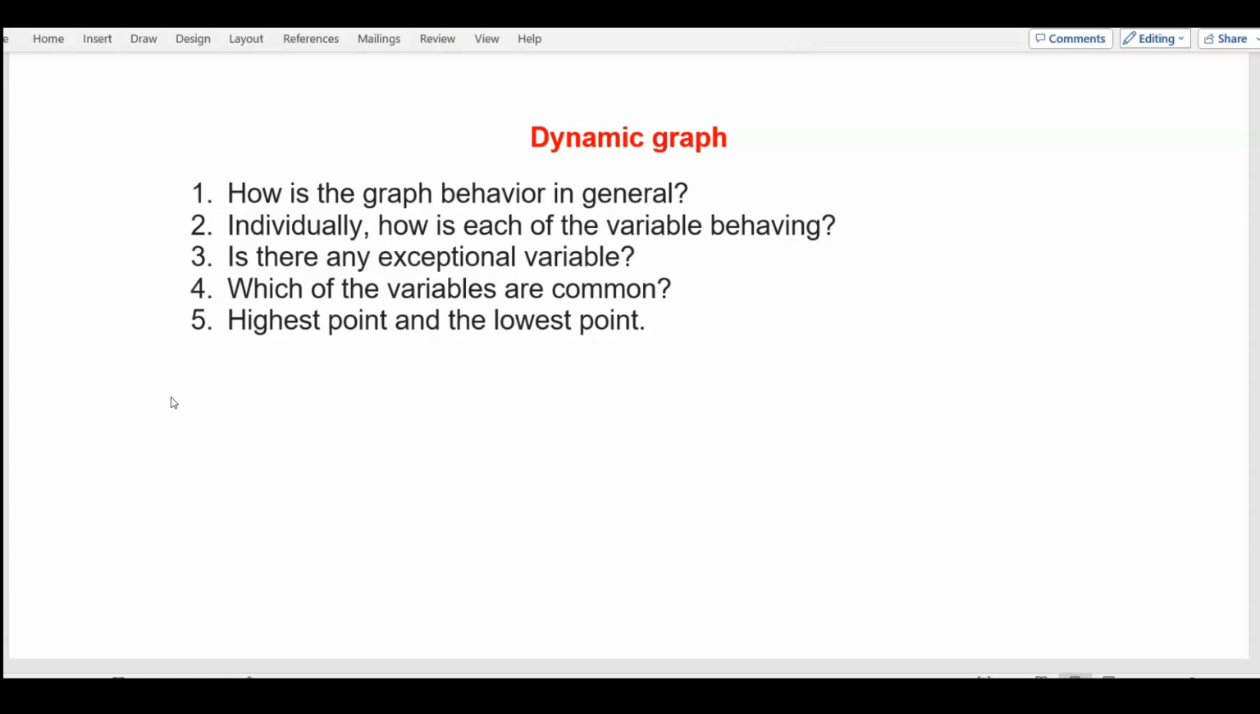How is the graph behaving in general? Individually, how is each of the variables behaving? Is there any exceptional variable? Which of the variables are common? And for the highest points and lowest points, you also have to look at those to help you. Now let's look at an example and also assess ourselves using these same questions.